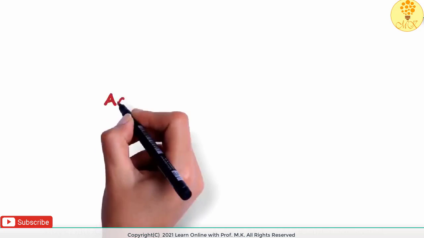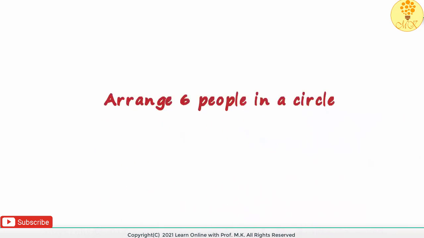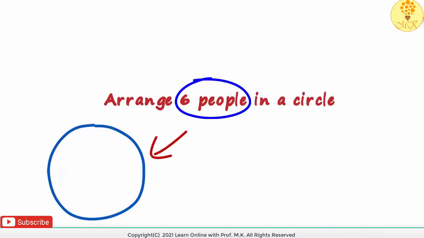In how many ways can we arrange 6 people in a circle? Yes, we have seen problems in which we have arranged people in a row, but this time we have to arrange them in a circular fashion. 6 people will be seated like this. In how many ways can we arrange 6 people around this circle?